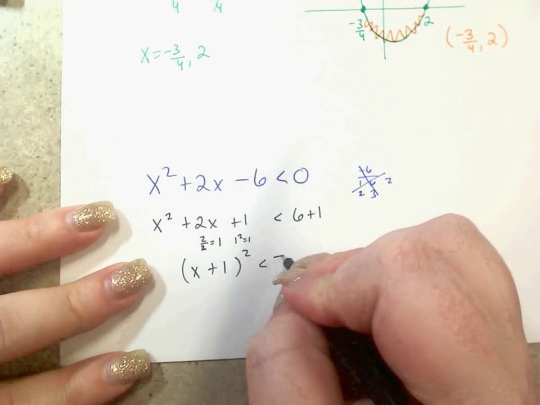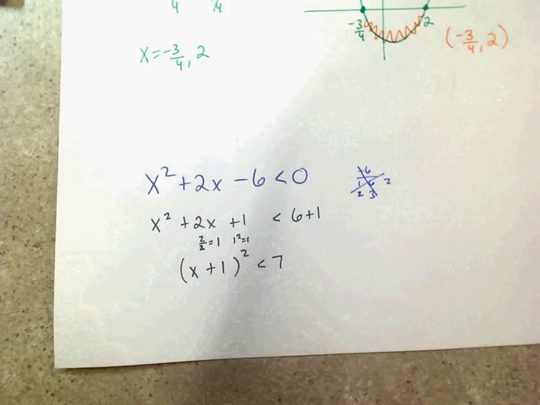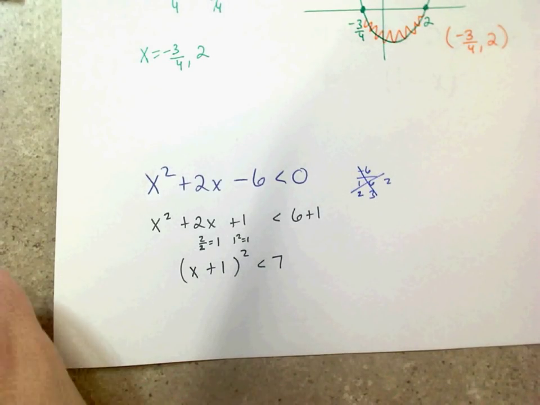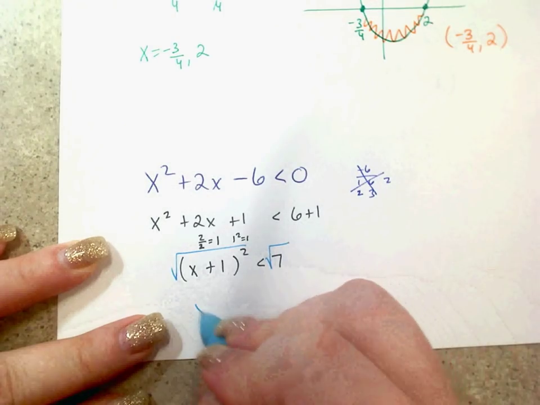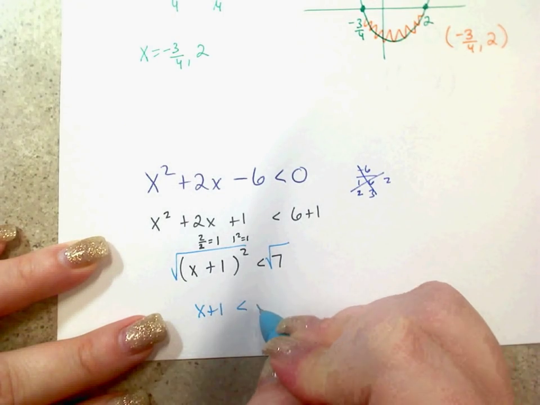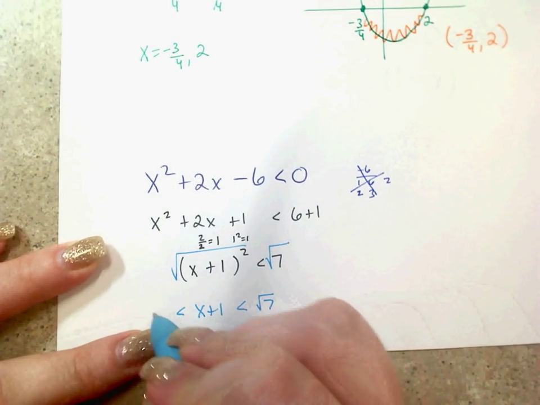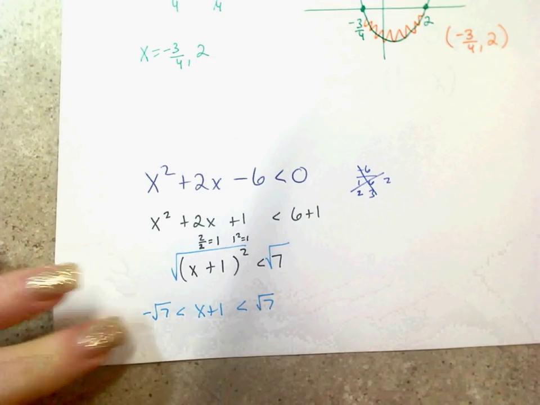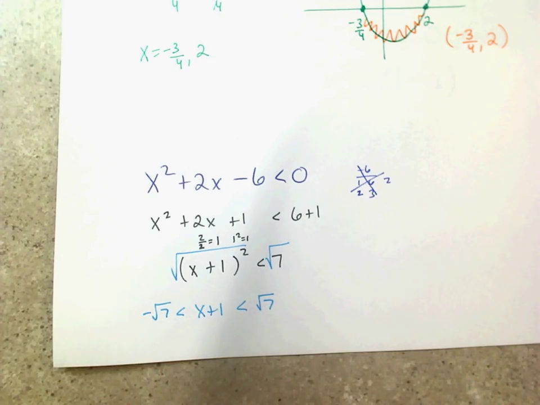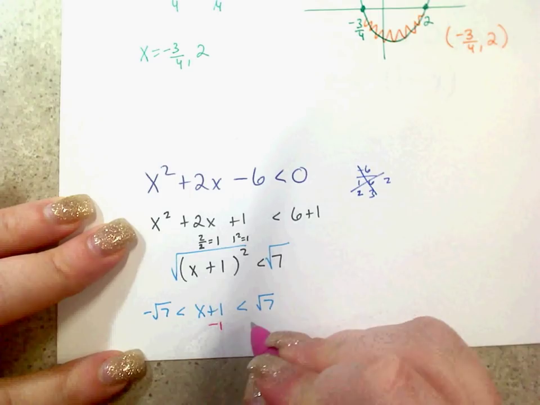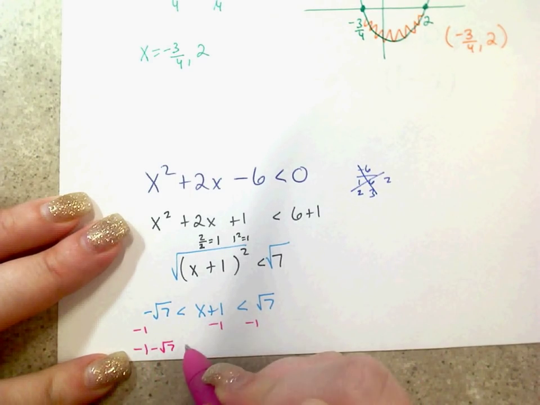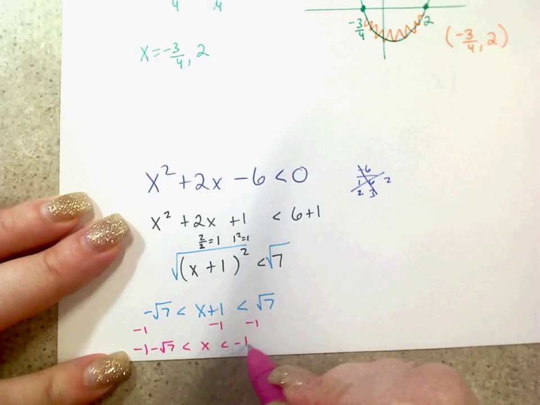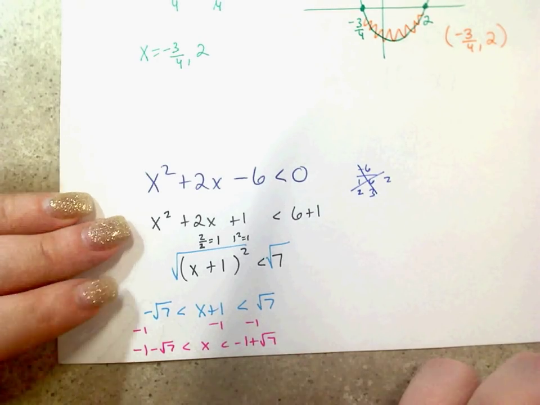And then I start solving it like the ones we did on Friday. So I take the square root, and I get x plus 1 is less than the positive square root of 7, but greater than the negative square root of 7. And then I subtract 1. So I've got negative 1 minus the square root of 7 is less than x, which is less than negative 1 plus the square root of 7. So if you'd done the quadratic formula, you would have gotten negative 1 plus and minus the square root of 7.